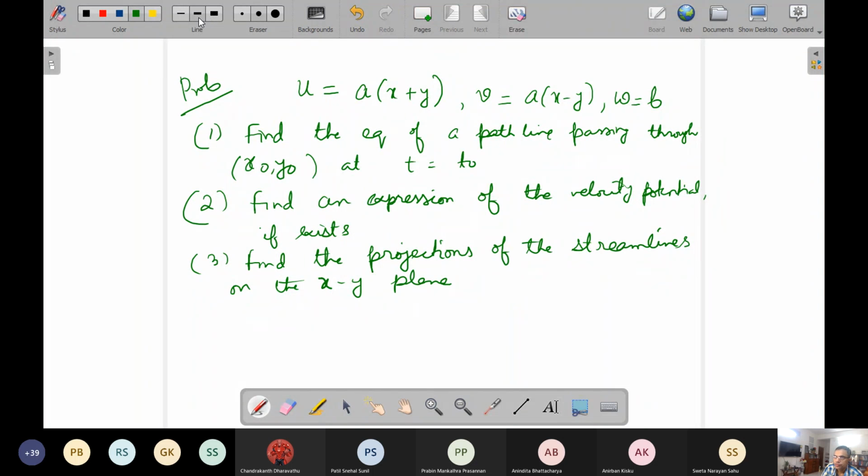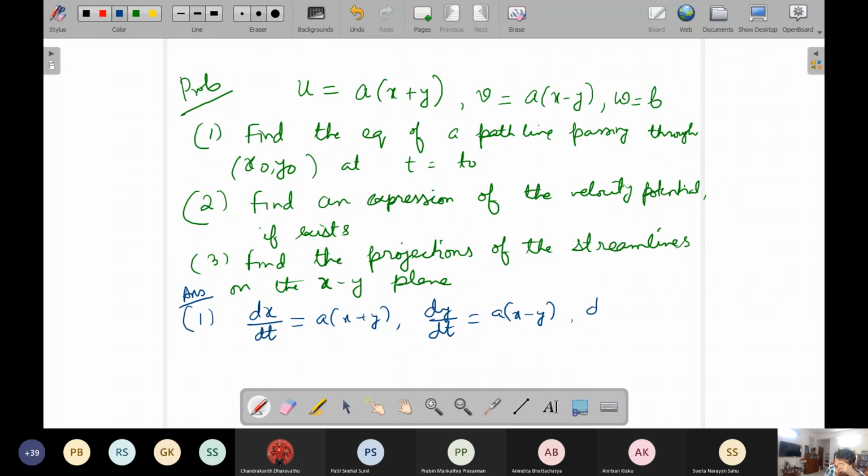The first question is related to the equation of the path line. And the equation of the path line is something which is very straightforward. It is the locus of a fluid particle over a period of time. So as you recall, in place of U we will write dx dt. This is actually dx particle dt. This is equal to A into x plus y. Dy dt similarly is A into x minus y.